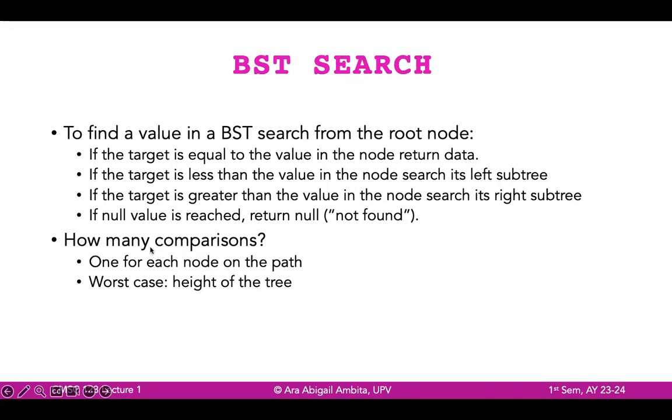One for each node on the path, and in the worst case, we will reach the height of the tree, or we will reach a certain leaf, a node without any child. And that's when we conclude that the target key we are looking for does not exist in the tree.